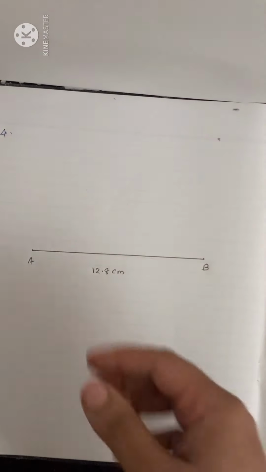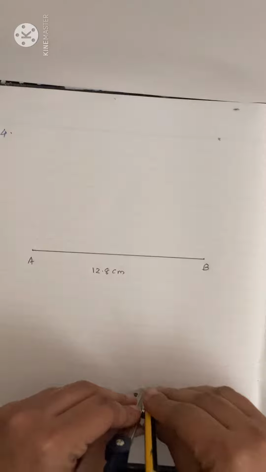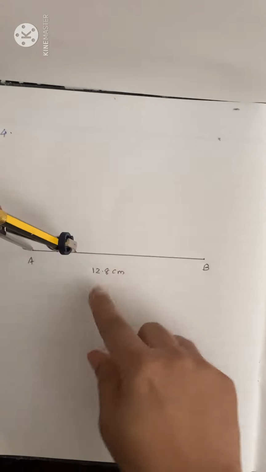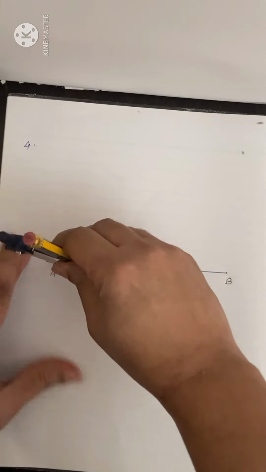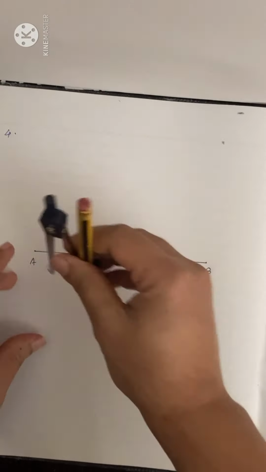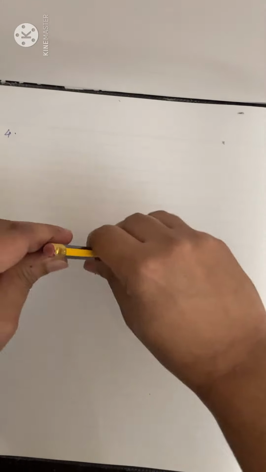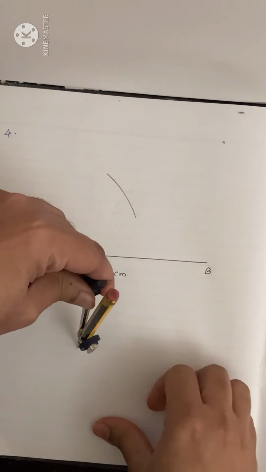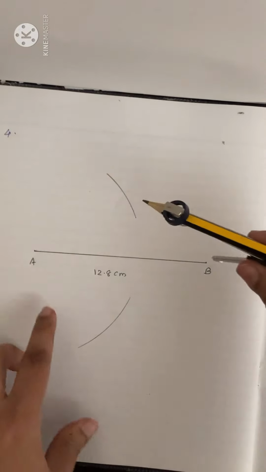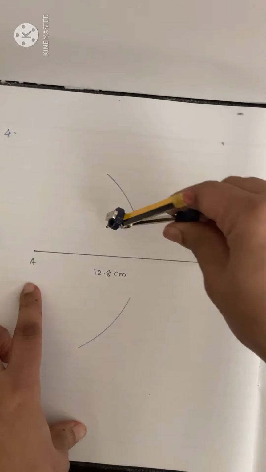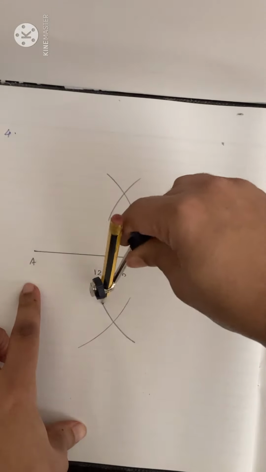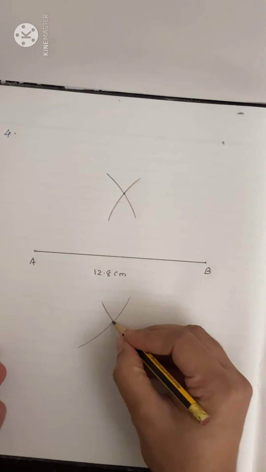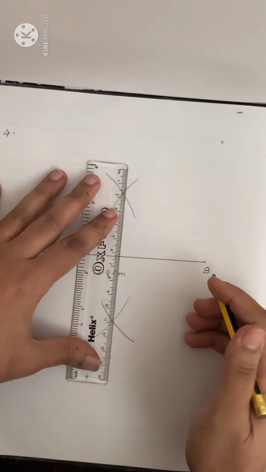Now take your compass. You know how to draw the perpendicular bisector. So with A as center, take a radius more than half of 12.8. Draw an arc above and below the line segment with A as center. Now next, with B as center, draw an arc above and below the line segment. Join the two intersecting points of the arc.